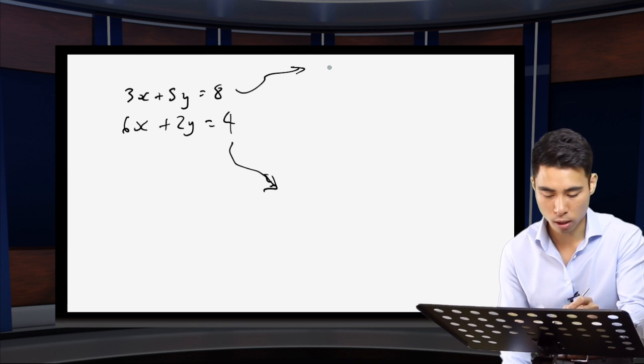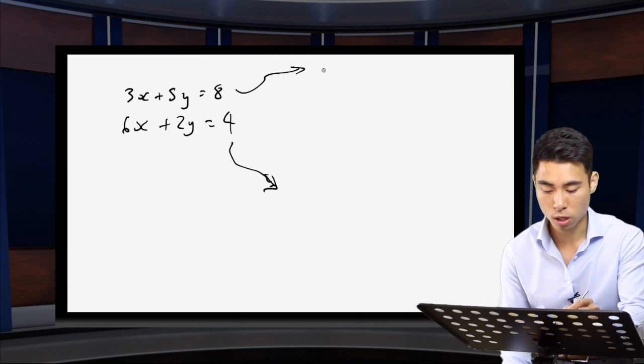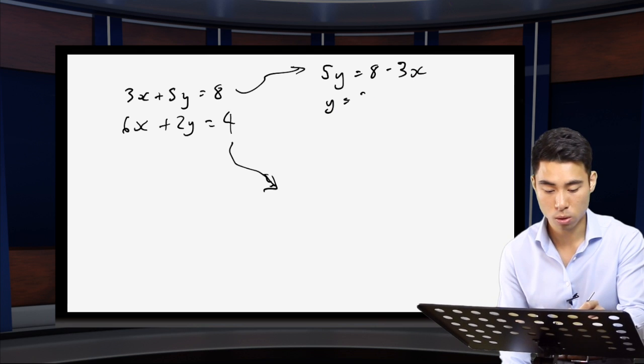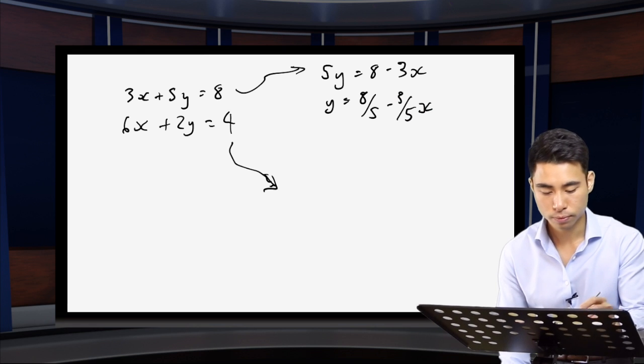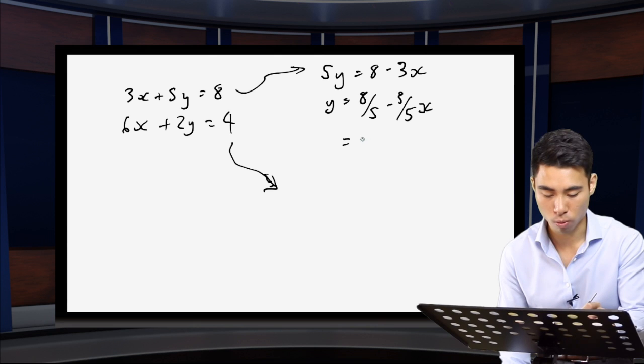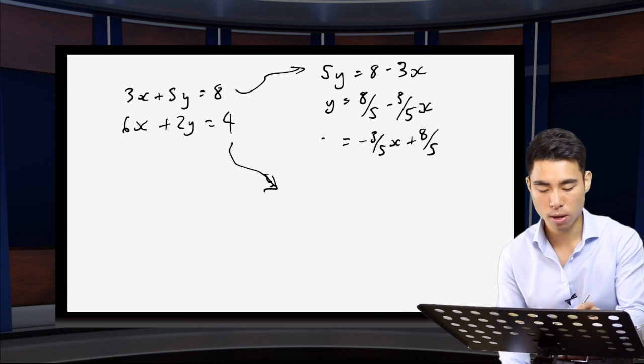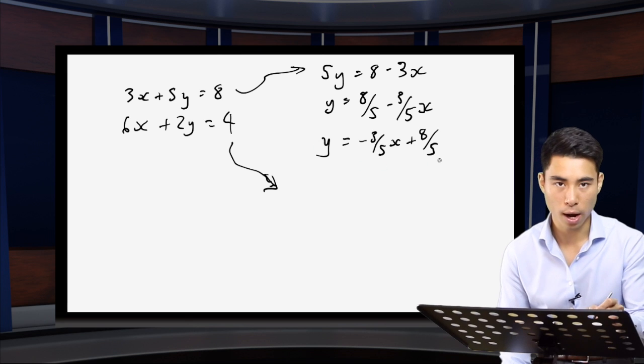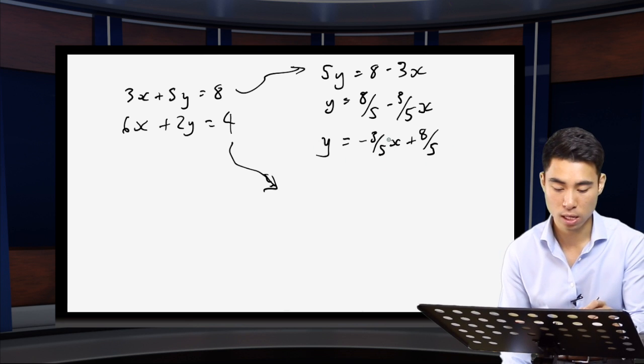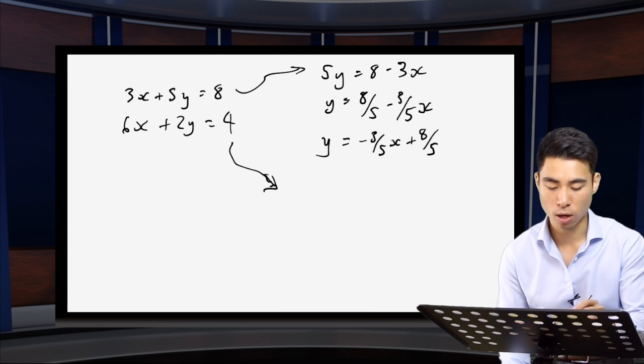So just put this in a more recognisable form. I'm going to make y the subject of each of these equations. So we can have 5y equals 8 minus 3x, or y equals 8 over 5 minus 3 over 5x. Okay, and then just rearrange this in the form y equals mx plus c. I'm just going to put my term in x at the front. So here, the equation of this line in the form y equals mx plus c. Here you can see that my gradient of this straight line is minus 3 over 5. My y-axis intercept is 8 over 5.